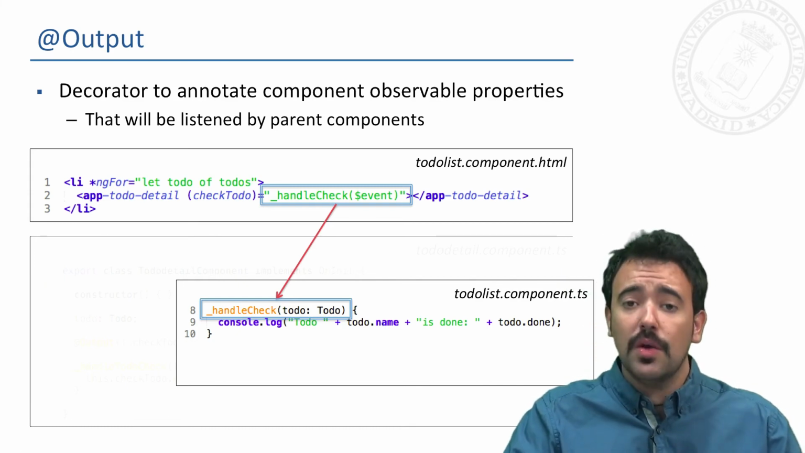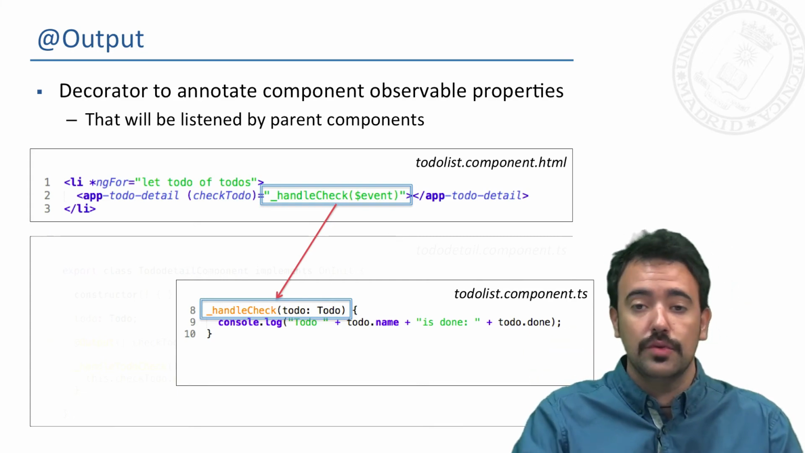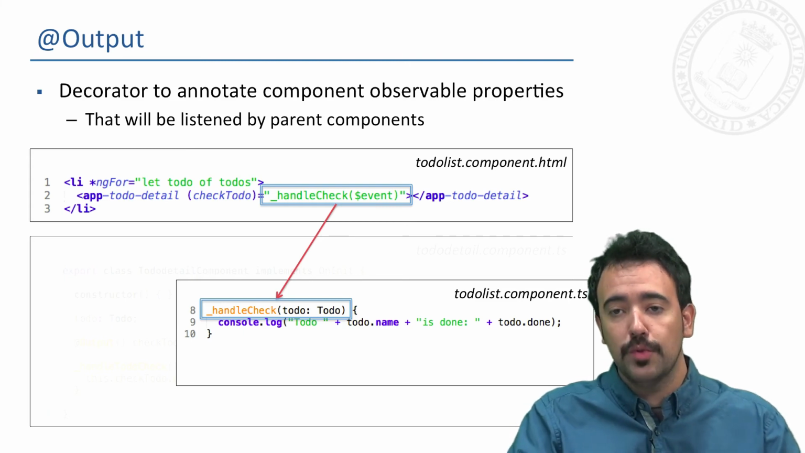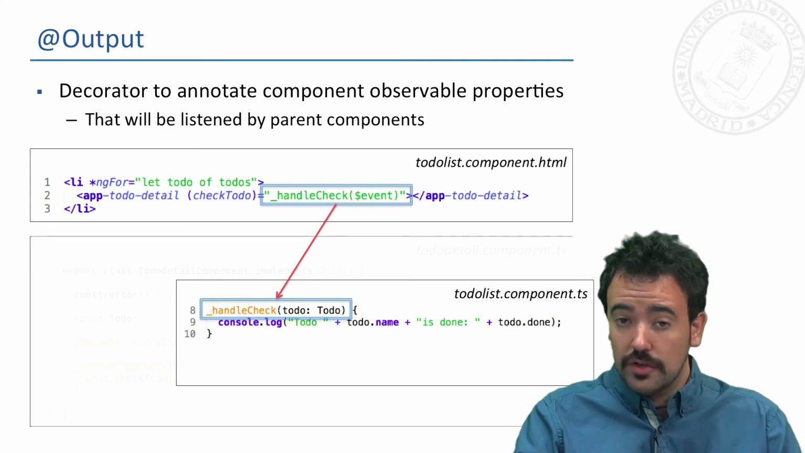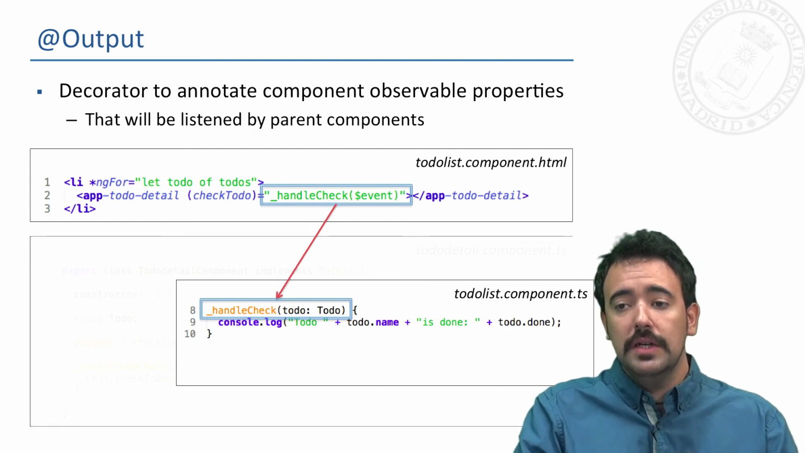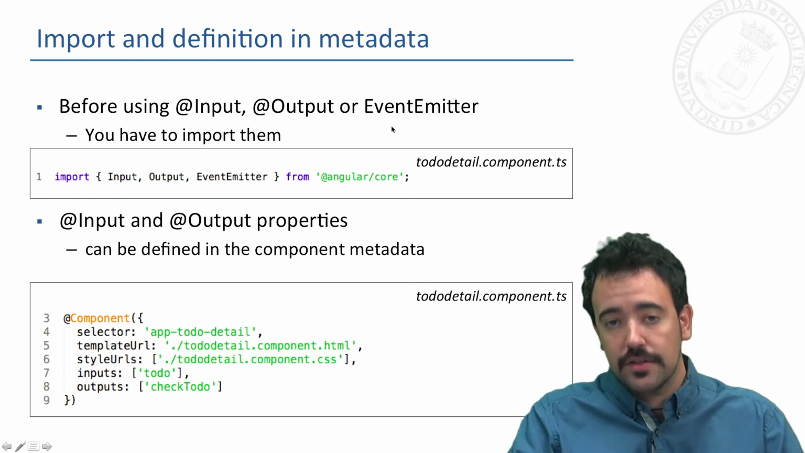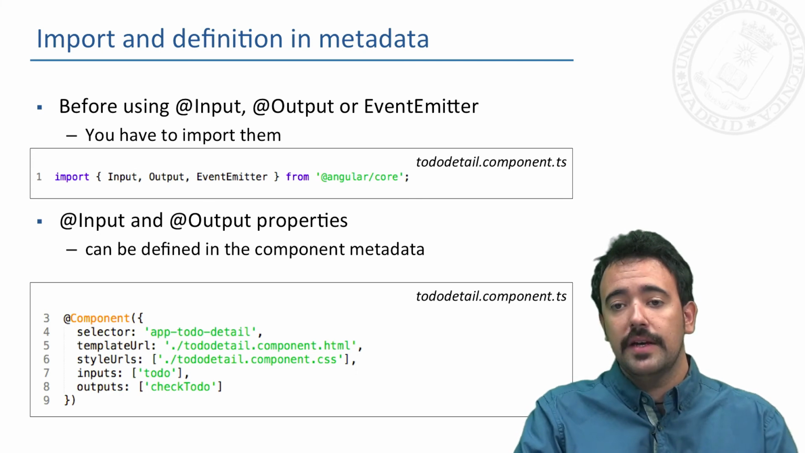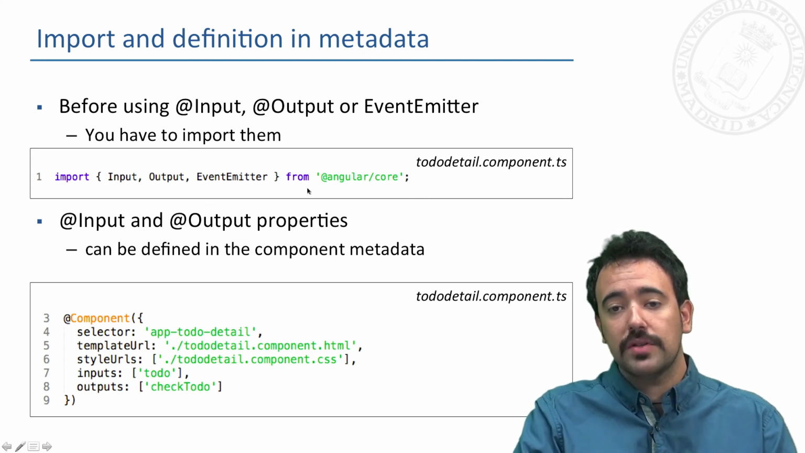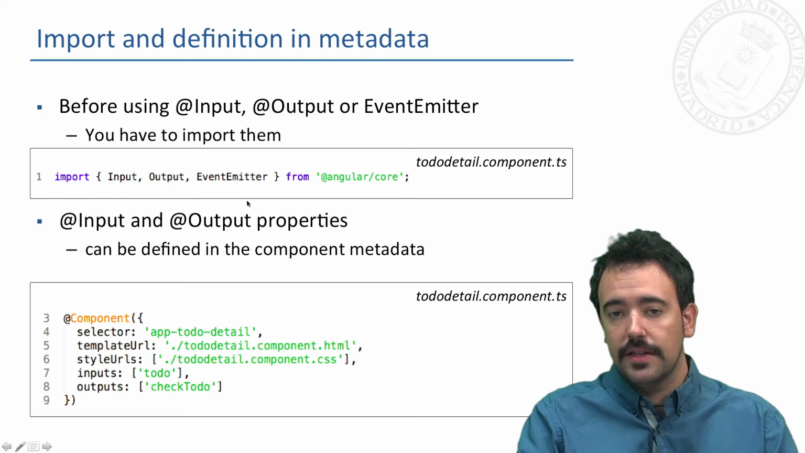So this is the way in which we pass information from parents to children and from children to parents, using input and output properties, input and output decorators. It is very important to import, of course, the input and output decorators before using them, and for doing this we just have to import them from the Angular core library. So every time we are going to include these decorators, we have to import them previously.